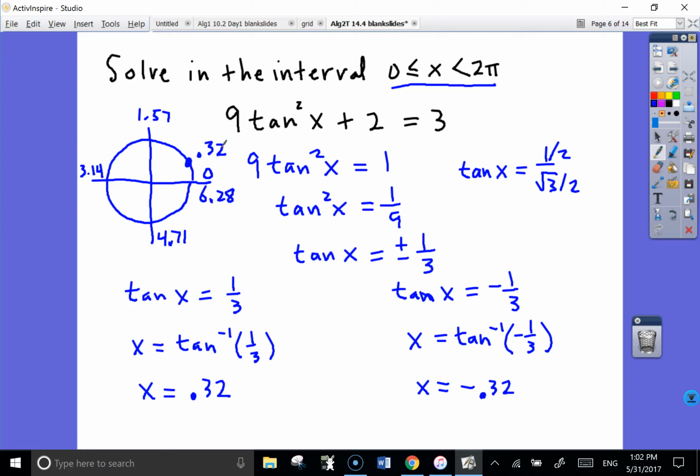Now, could I add pi one more time to find another angle? If I add pi one more time, I would be greater than 2 pi. So no, it says between 0 and 2 pi, so don't do that. Okay, this negative 0.32 would have been right there. So that's not a good answer. But if I add pi, that'll get me straight across the circle to about right there.